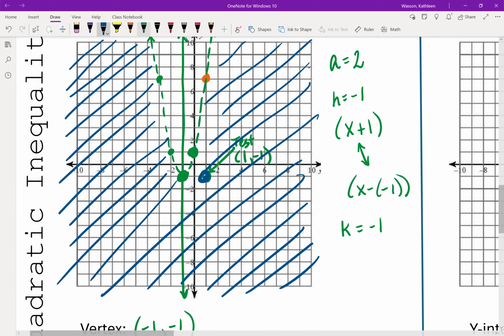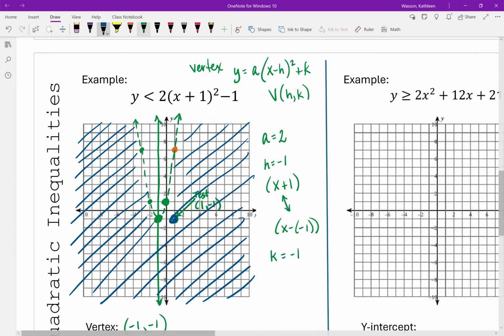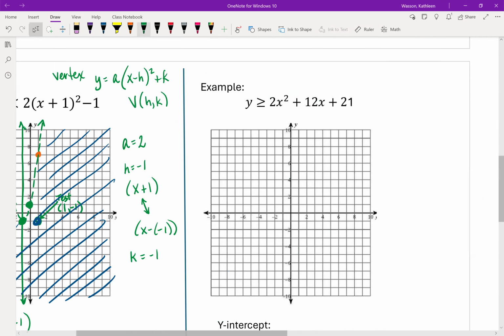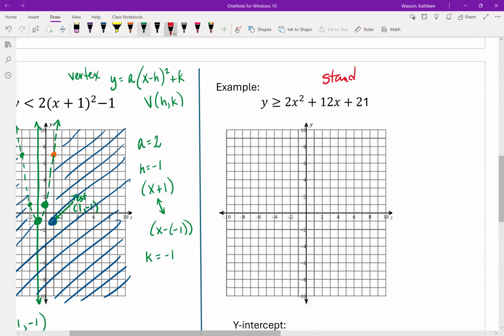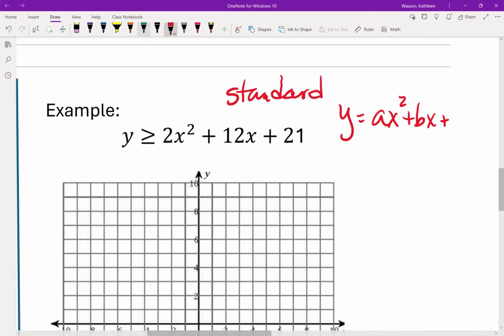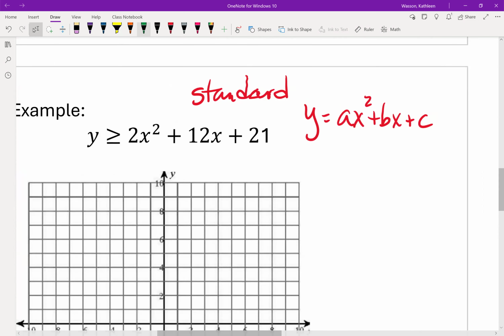Okay, the other example that I have is written in standard form. For standard form, I have y is ax squared plus bx plus c. So for this inequality, I will identify a, b, and c. A is 2. B is 12. C is 21.